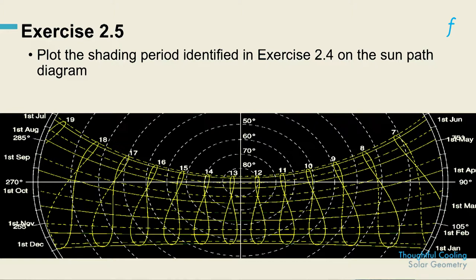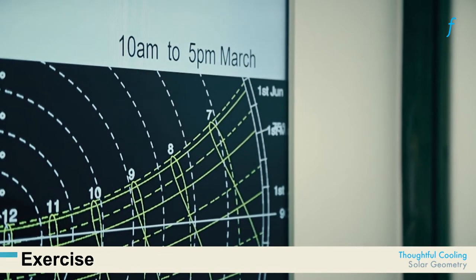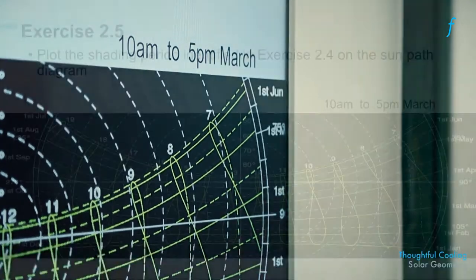So this is going to be depicted here in this chart. As you can imagine, the sun path diagram becomes a very effective place to depict this. So let's see how that is done. Say we want shading from the times of 10 a.m. to 5 p.m. in March. Now, how does one go about plotting that?